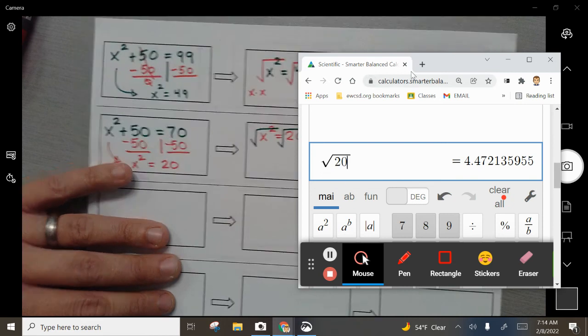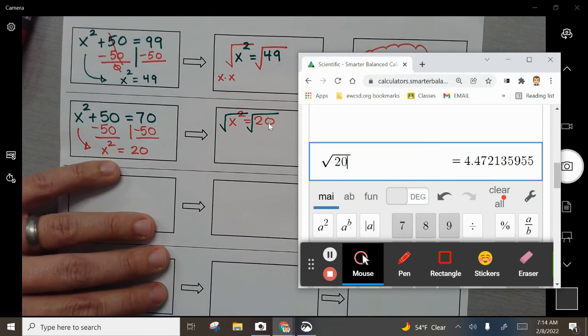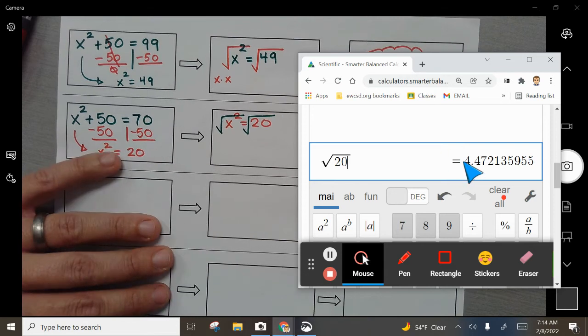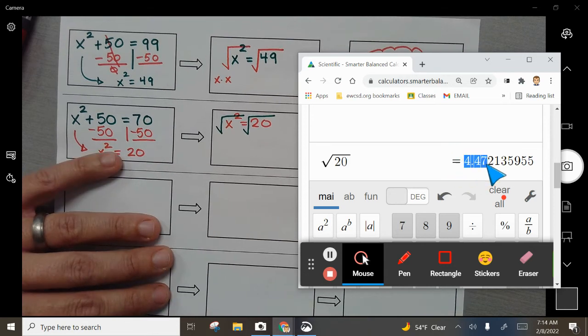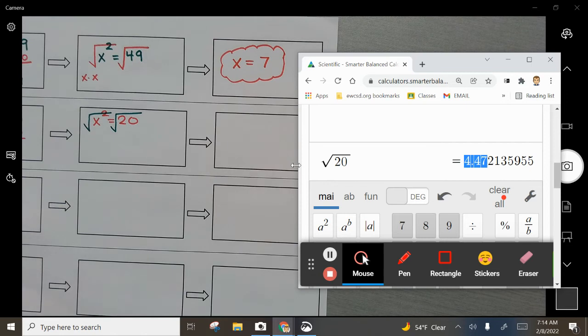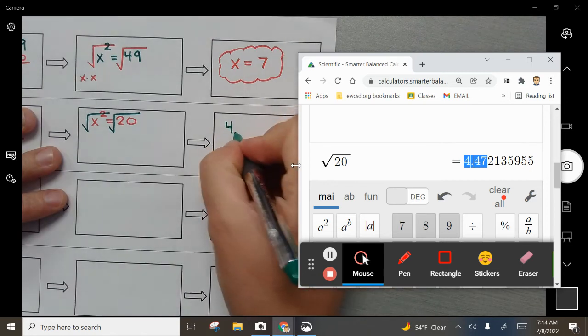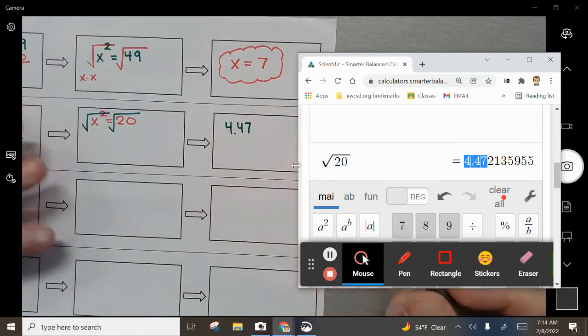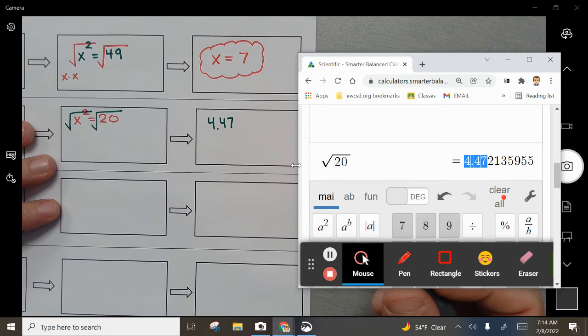Square root of 20. Does that make sense? That's what we did right here. Square root of 20. What do we get? Ooh, this is a good one. 4.47. I'm going to write that out to the 100th. 4.47. But you need to understand what it means to round to the 10th.